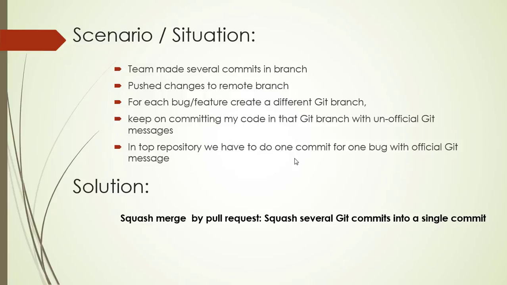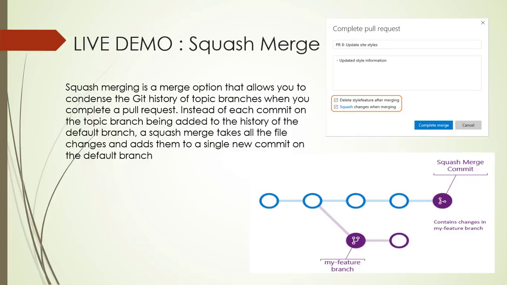So the better option is squash merge. What exactly is squash merge? Squash merge is the option that allows you to condense the git history of the feature branch when you complete the pull request. This option will be available when you are going to create a pull request.